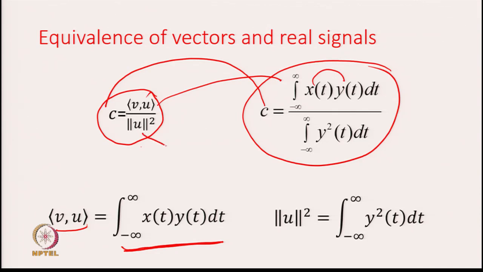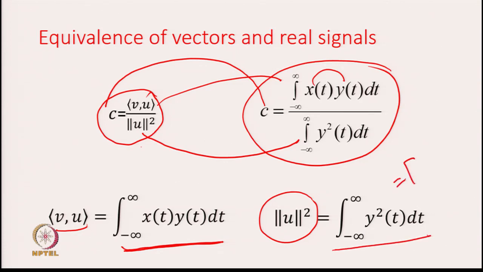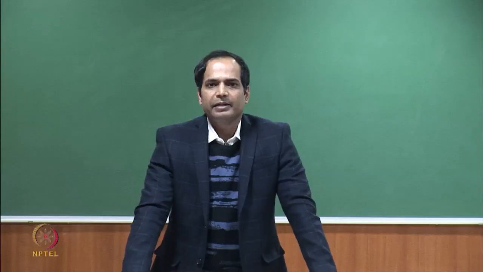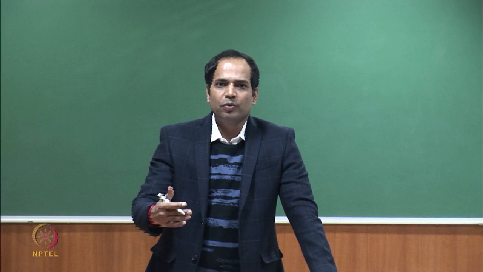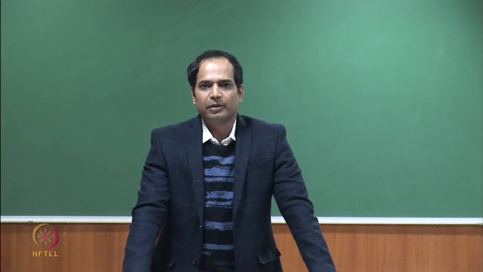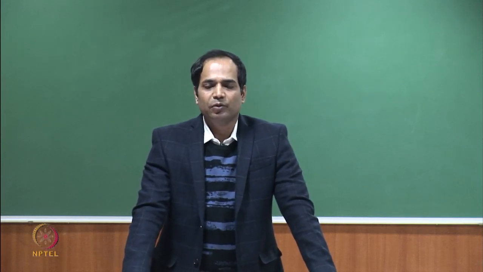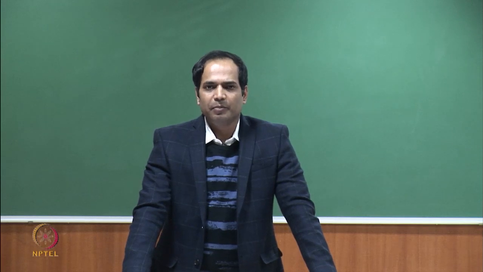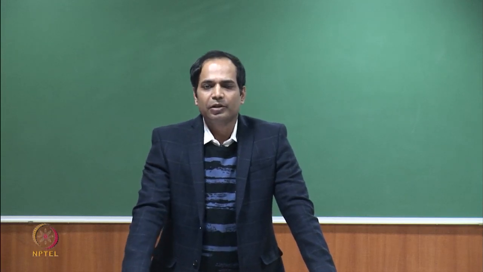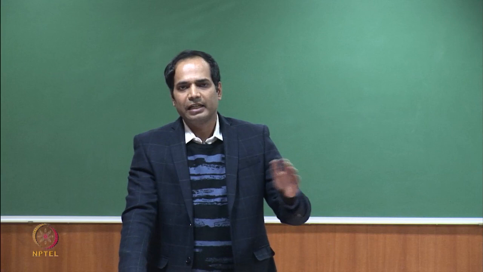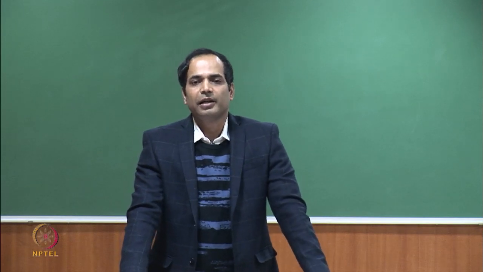Similarly, if I equate denominator by denominator, then I get that the norm square of a vector is nothing but this quantity, and this quantity is nothing but the energy of a signal. So, the energy of a signal is similar to the norm square of a vector, and norm is length. So, the energy of a signal is very similar to the length square of a vector. So, if you want to treat signals as vectors, the energy is length square.